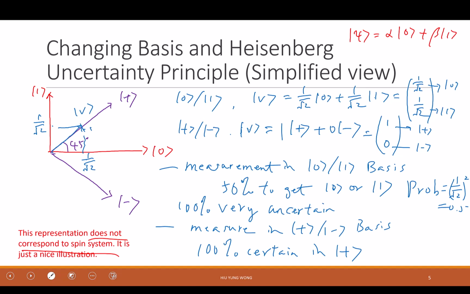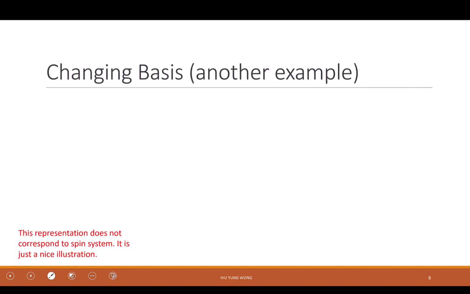Okay, so think about this uncertainty principle. Now, but then I think our goal is not just to understand uncertainty principle, right? The most important is how do you change the basis. So here we want to learn the skill of changing basis. So let me again draw another example.